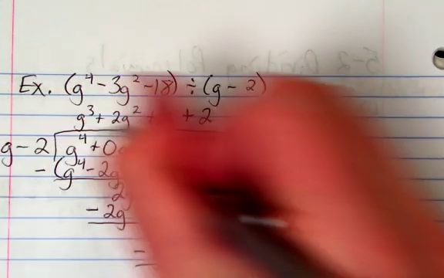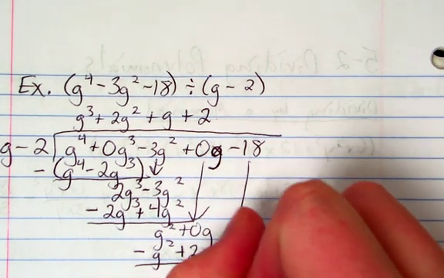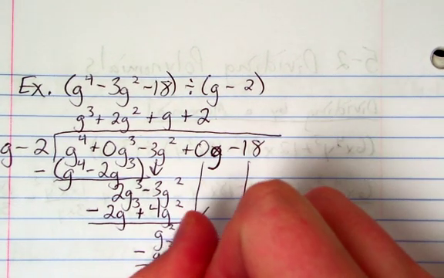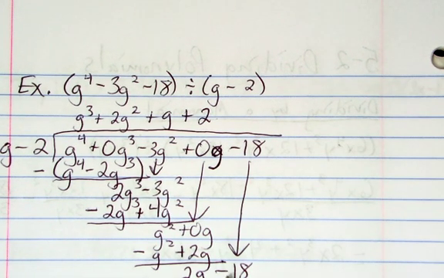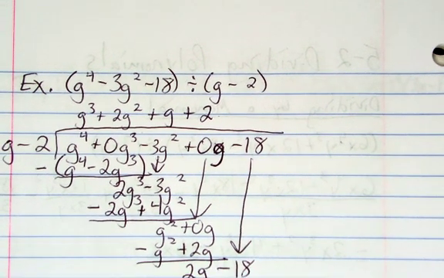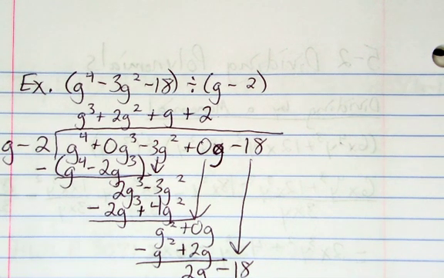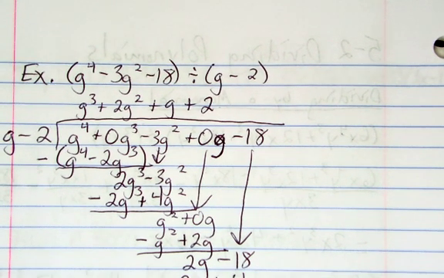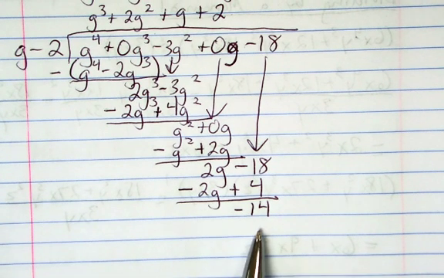Multiply g minus 2 times positive 2. I will have 2g minus 4. Subtract, distribute the minus in order to turn that into a plus 4. I have negative 18 plus 4 gives me negative 14. I have nothing else to bring down, and notice g does not go into negative 14. This means that this negative 14 is my remainder.